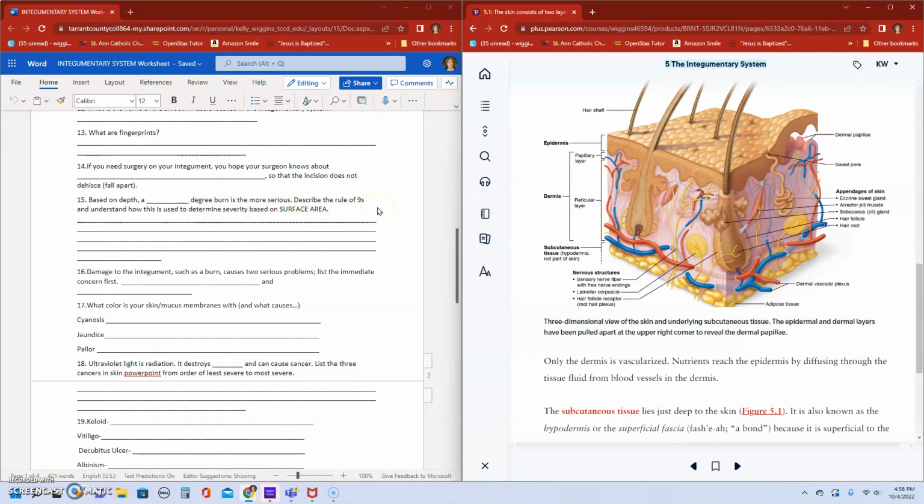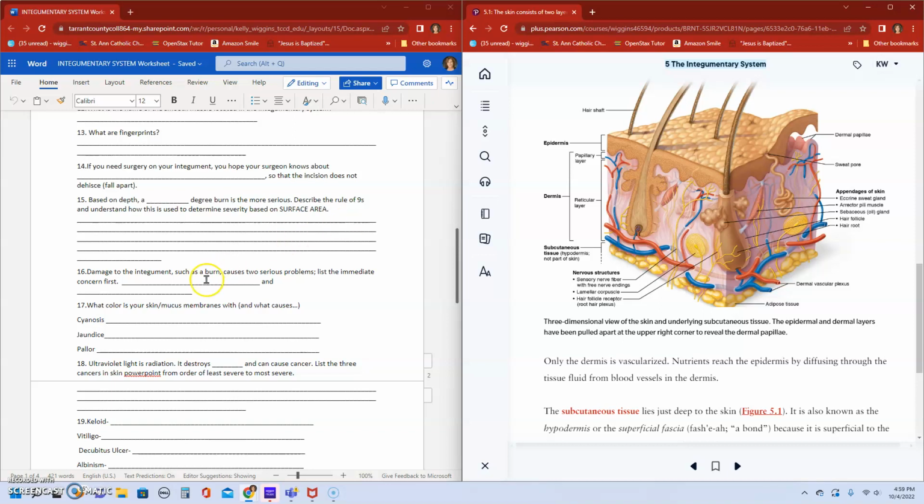Describe the rule of 9s and understand how this is used to determine severity based on surface area. So the regions of your body are labeled in percentages. Depending on how much of your body gets burned, they'll add those regions up. They can be in parts of 9, so 4.5 would be half of 9. It could be 9%. It could be 2 times 9, but they're going to figure out the surface area of the burn to figure out how critical you are.